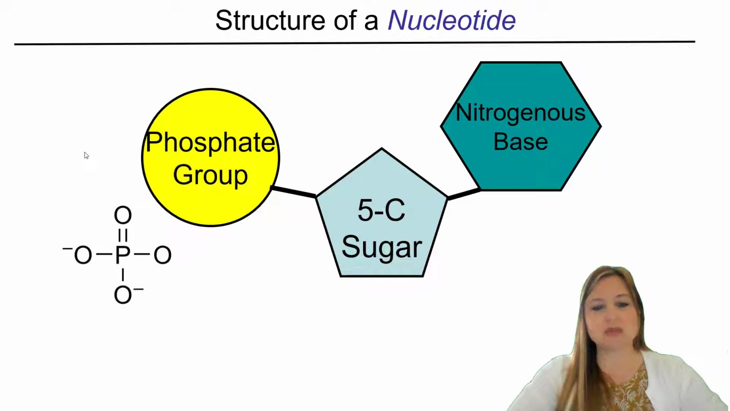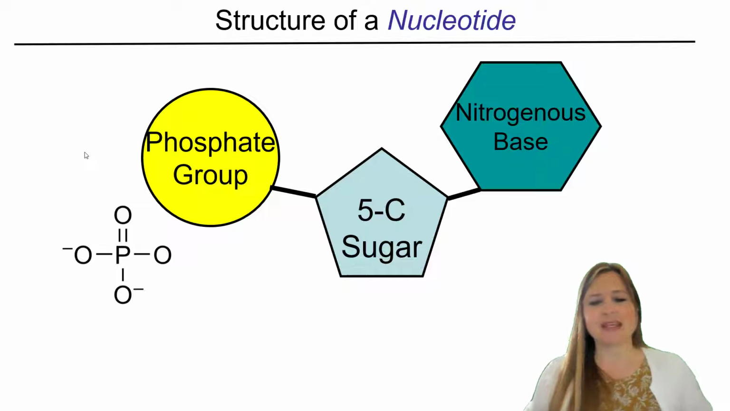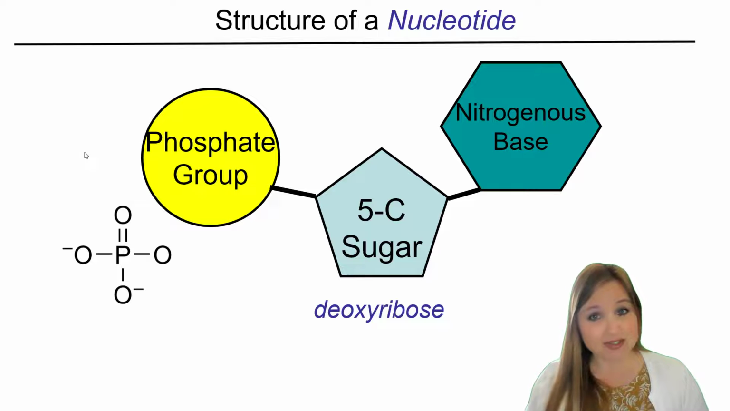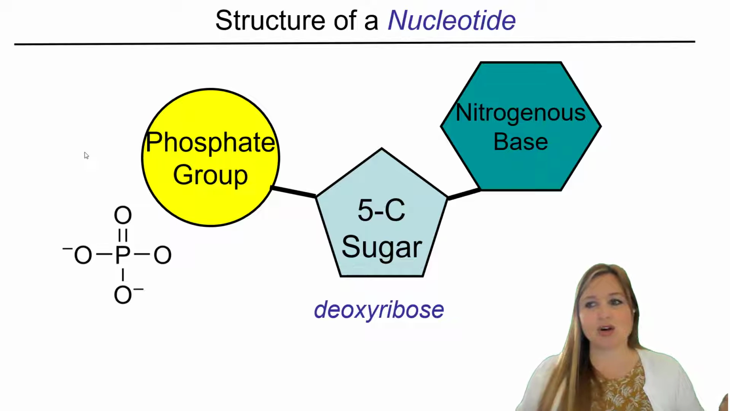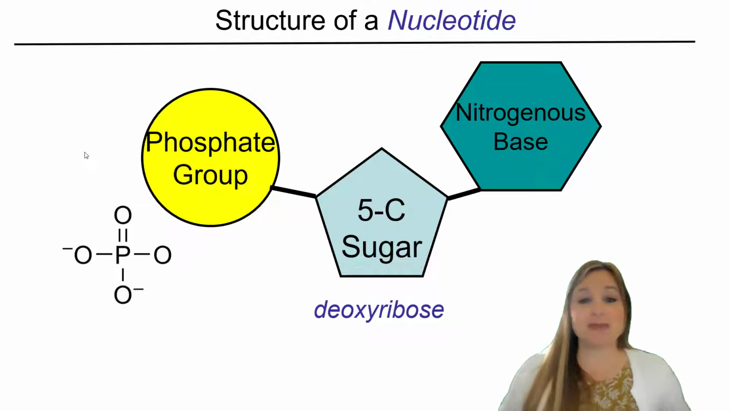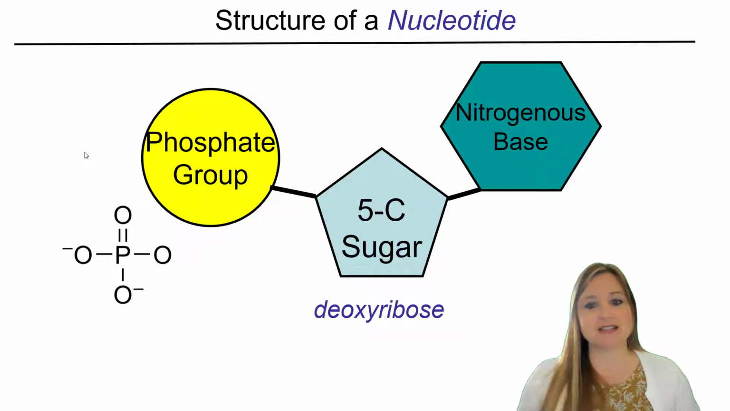The phosphate group is bonded to a 5-carbon sugar. Sugars have carbon, hydrogen, and oxygen in them. In this case, the sugar is known as deoxyribose. Let's think of some other sugars you've heard of. Maybe sucrose, like table sugar, or glucose, or fructose, like high fructose corn syrup, right? What you might notice about sucrose, glucose, and fructose is they all end in OSE. Sugars end in OSE.